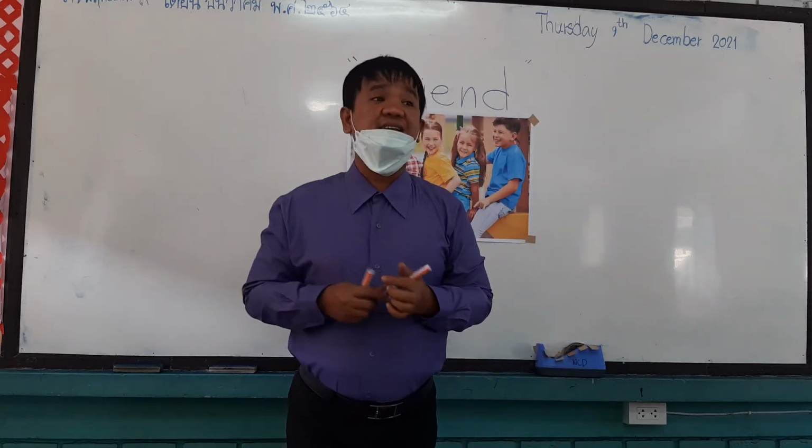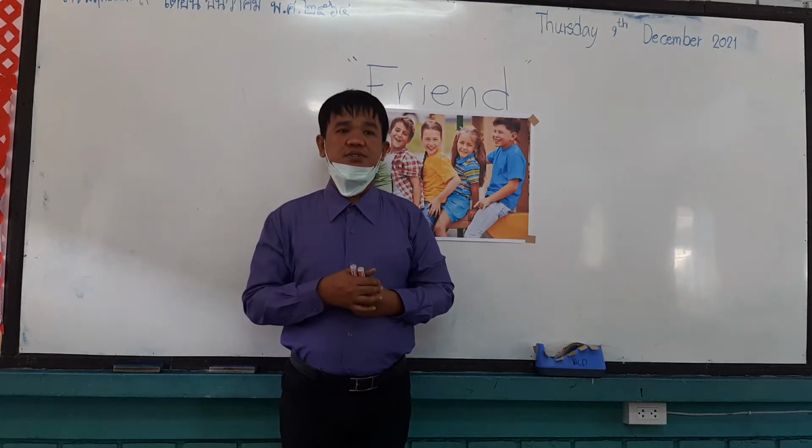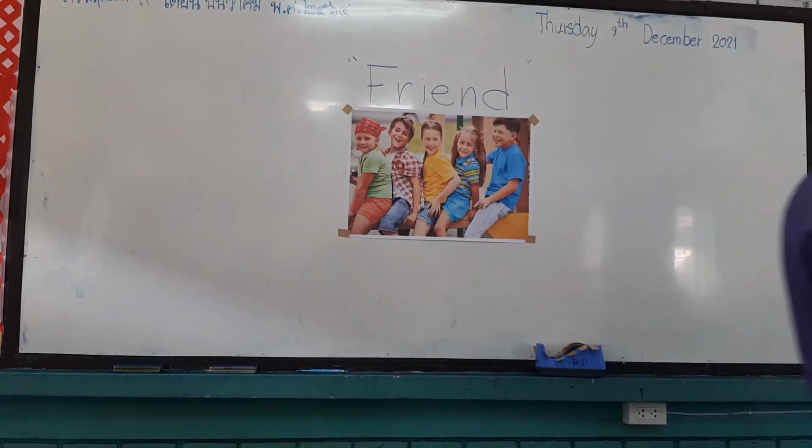Now, do you have friends? Yes. Okay, how many friends do you have? 11 friends. 17 friends. How about you? How many friends do you have? Many friends. How about you? 19 friends. You, how many friends do you have? 5. 19. 7.